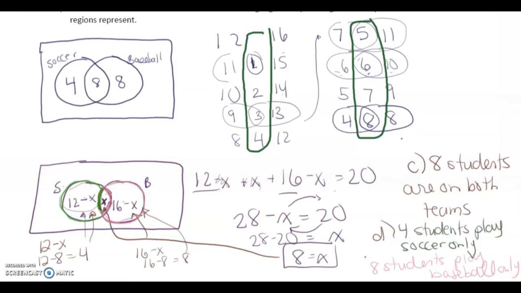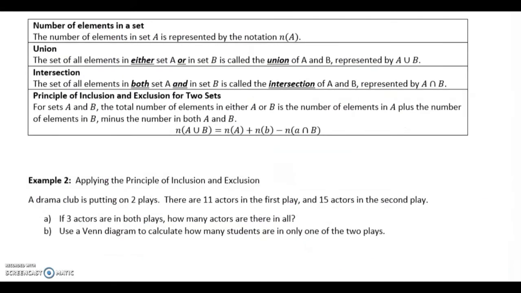Okay, number of elements in a set. So the number of elements in set A is represented by this notation. So it's just like the number in A. That's how it's written: lowercase n and then uppercase for the set.